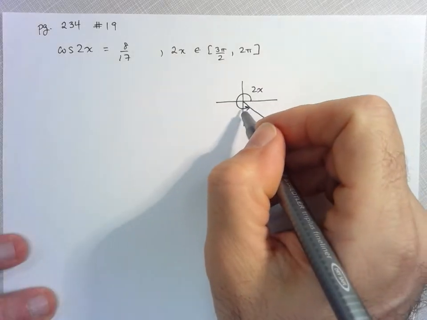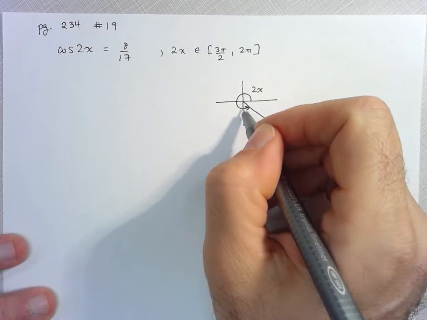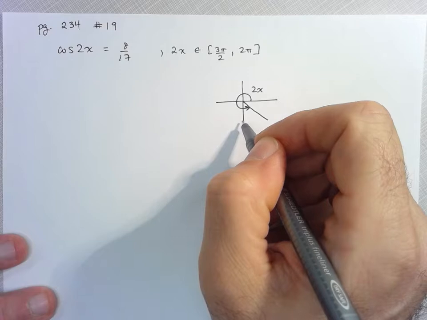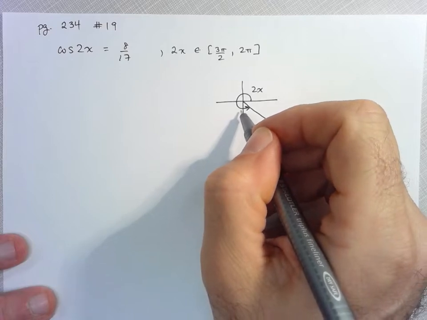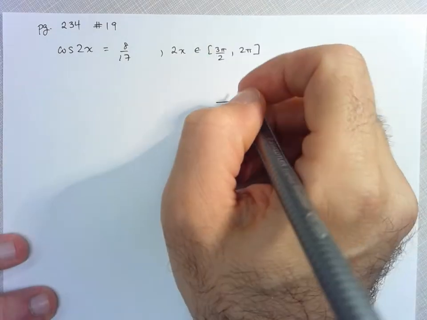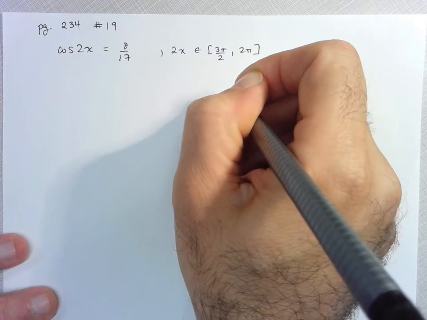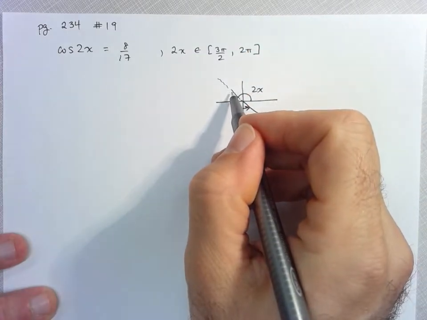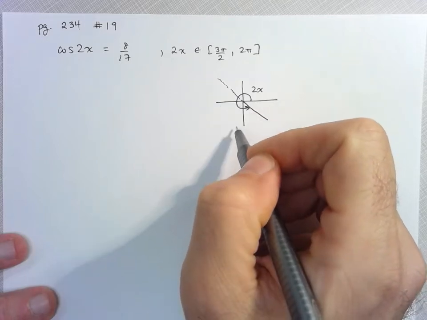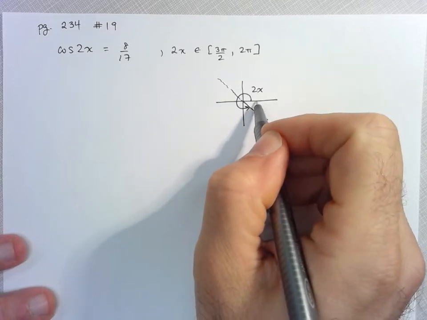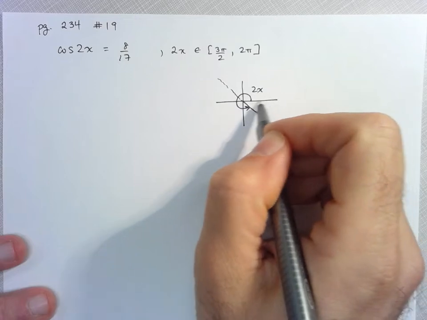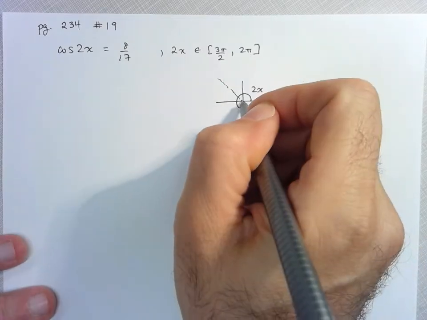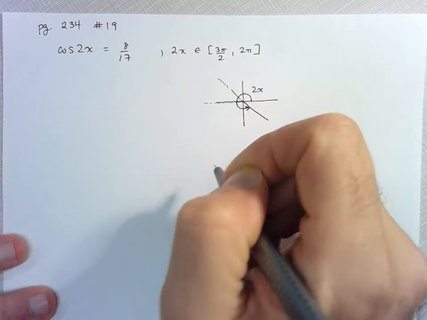Well, to be in the fourth quadrant, I have to be at the very least 3 pi over 2. So what's half of 3 pi over 2? Well, it's just 3 pi over 4. So I know that at the very least, my angle x has to be 3 pi over 4, because that's half of this angle. And then at the very most, the angle 2x can be 2 pi. And so half of 2 pi is just equal to pi.